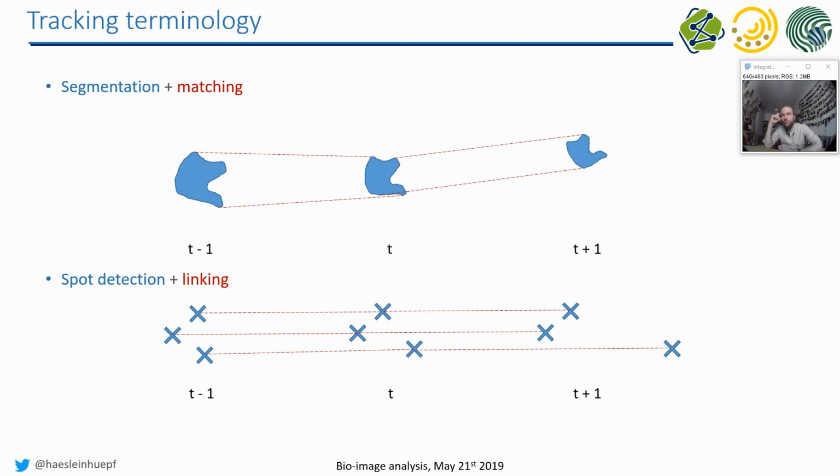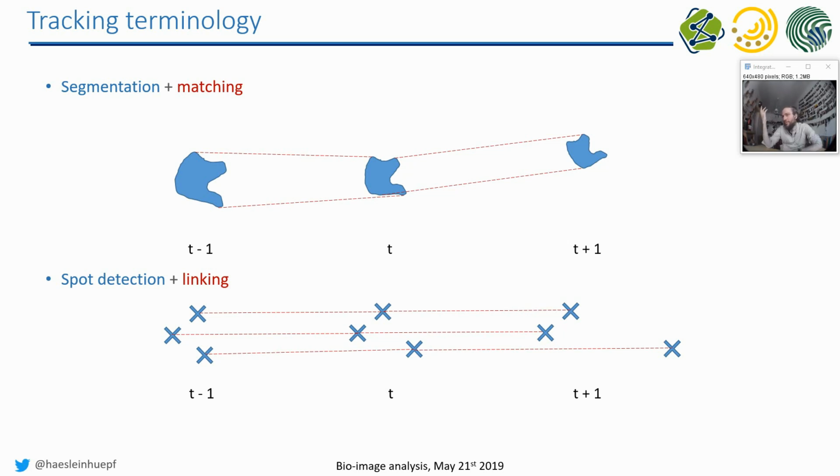So if we do segmentation, the result is like an outline, a binary image. If we only have a coordinate, only a point, and no outline, no volume, no area, then we talk about spot detection. I will show a little bit more in detail what it means on the next slides. And if we use spot detection for tracking, so if we have spot positions in frame number 1 and spot positions in frame number 2, and we now want to know the optimal connection of these spots to each other to have an optimal linking, then we do linking. So that's the difference between segmentation and matching, and spot detection and linking.